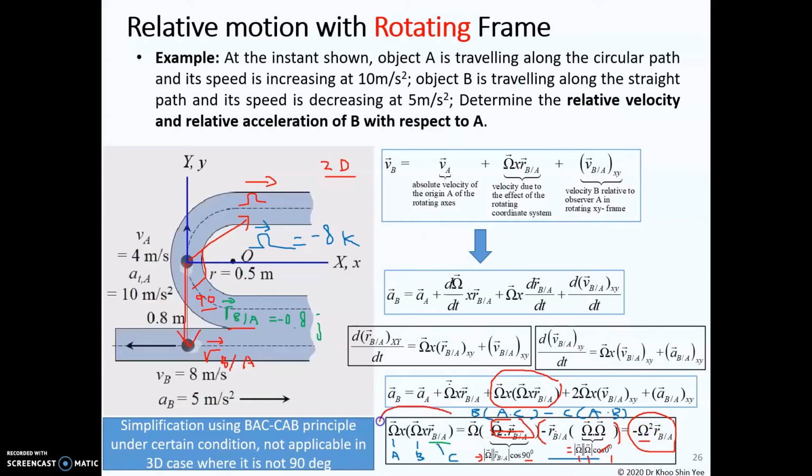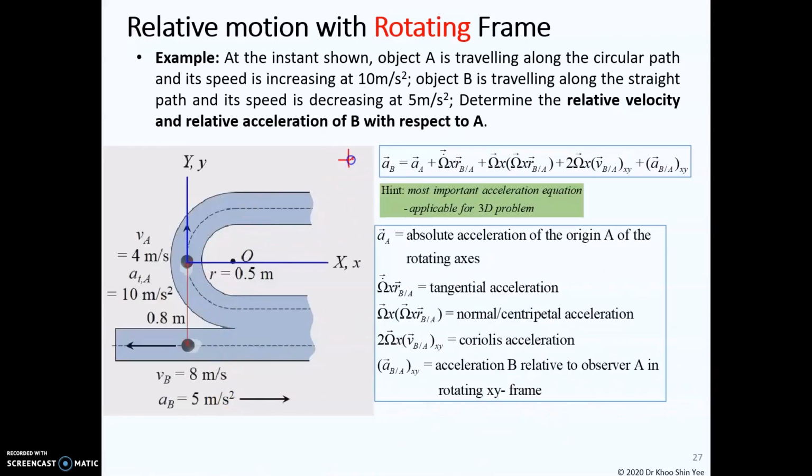So we can simplify the vector triple product to this term if the angle between Ω and r is equal to 90 degrees, and only then can this component be cancelled and become 0. However, for the 3D case, Ω and the motion may not be 90 degrees apart. So in this case, we cannot use the simplified formula to solve the problem. It is highly recommended that you use this formula to find the acceleration, as it can be applied to 2D as well as 3D cases.